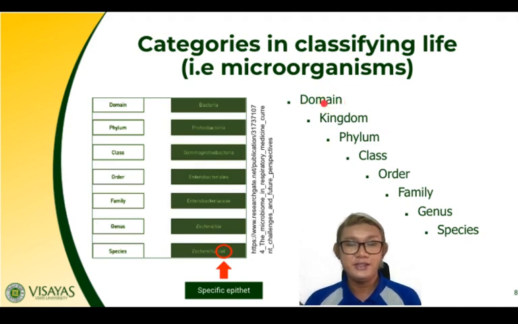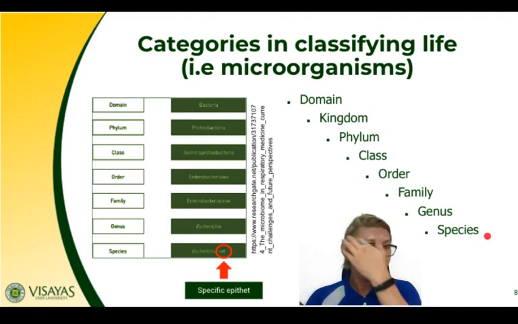Now domains could be further divided into different kingdoms, kingdoms into different phyla, the plural of phylum. Phylum is singular. Different phyla into different classes, classes into different orders, orders into different families, families into different genera, the plural of genus, and different genera into different species. Okay? So species is the most specific category.